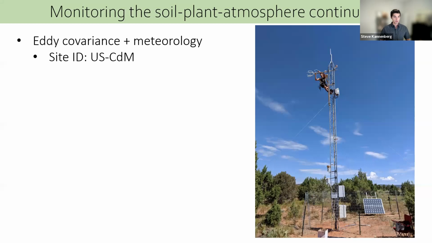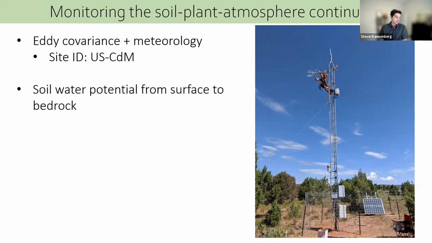And it's with these goals in mind that we decided to make all of these linkages last summer. We have an Ameriflux rapid response system tower, so shout out Ameriflux for that, in southeastern Utah, where we're measuring fluxes of carbon and water and all of these different meteorological variables. We also have a nice depth profile of soil water potential from the surface all the way down to bedrock, so we can link what's going on in the soil with what's going on at the ecosystem scale.